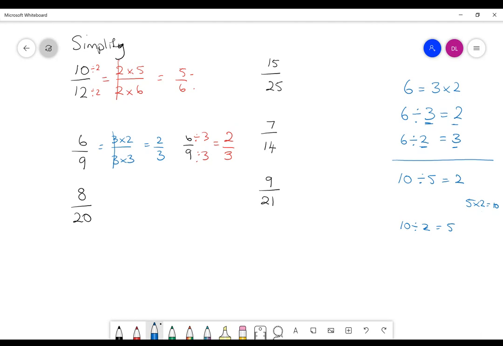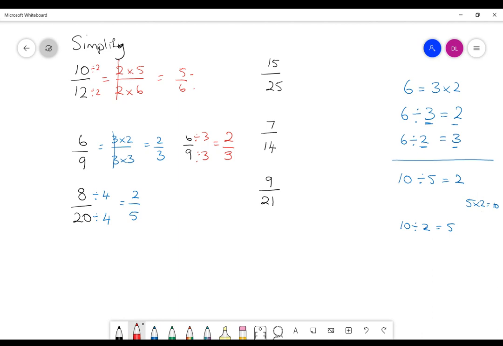All right, carrying on from there. This one here, I'm going to do by divides. Divide this one by, and divide this one by the same number. 4 times 2 is 8, so I'm going to make that 4. And 4 times 5 is 20. So if I divide by 4, I'm going to get 2 over 5.